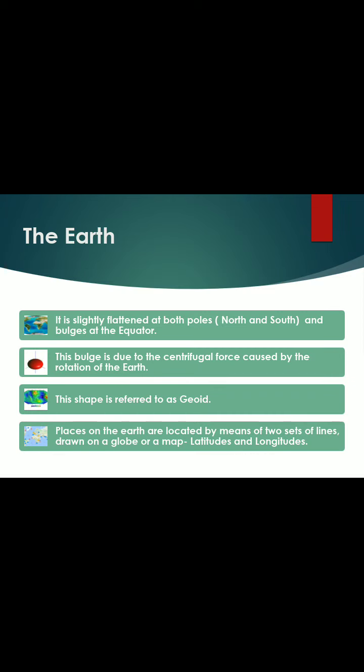Now, it is slightly flattened at both poles, north and south, and bulges at the equator. जो हमारी अर्थ है वो फ्लैट है दोनों पोल से, नॉर्थ एंड साउथ बोथ, और बल्जी है वो फ्रॉम द इक्वेटर, राइट? It is quite flattened from both the poles and bulgy at the equator.